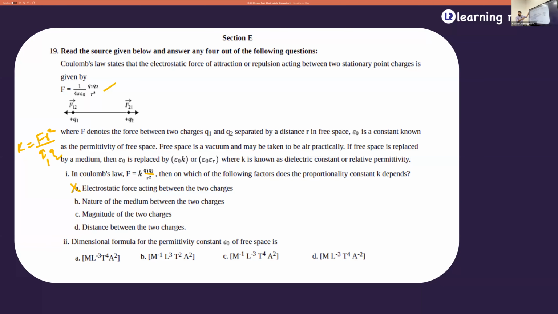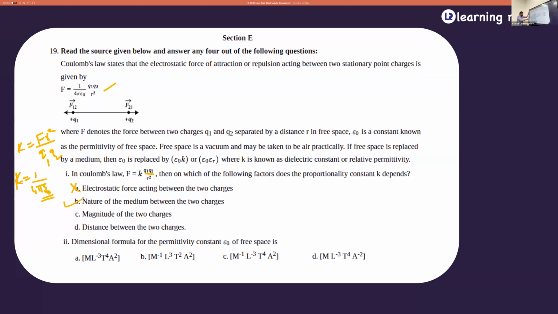So it depends on the nature of the medium, because K is... you should not write this mathematical equation. Rather, you should write K is equal to 1 divided by 4 pi epsilon naught. This is the actual expression you're supposed to write. So what does it tell? It depends on the nature of the medium. So this is the right answer. Everything else is only to confuse you.